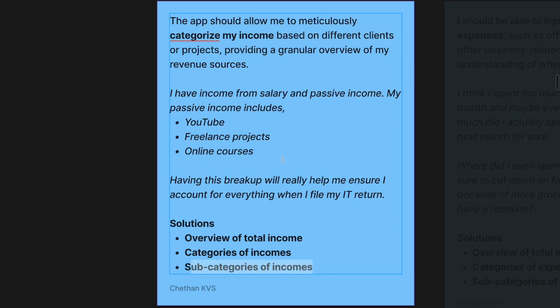And then you have subcategories, which basically was, if you got income from investments, it could be dividend, it could be sale of investments, it could be something else. And if it is passive income, it could be like YouTube, freelance projects and online courses, right? So this is like the top level solution, right? Subcategories of incomes as well, all right?